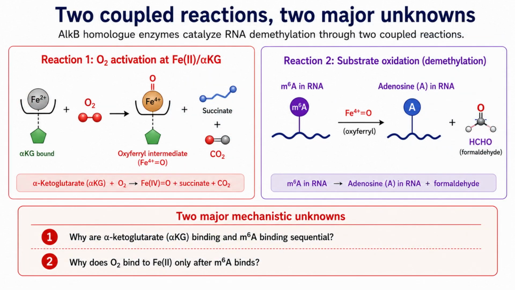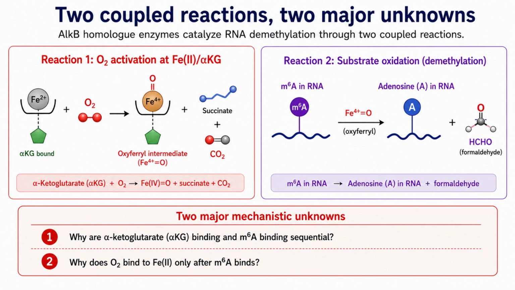First, the iron(II)/alpha-ketoglutarate center activates O2 to generate the reactive oxyferryl intermediate. Second, that activated species oxidizes the methyl group on m6A, producing demethylated adenosine. This raises two major mechanistic questions.